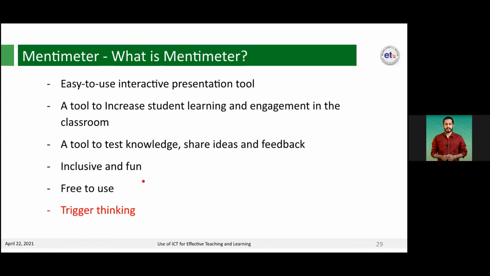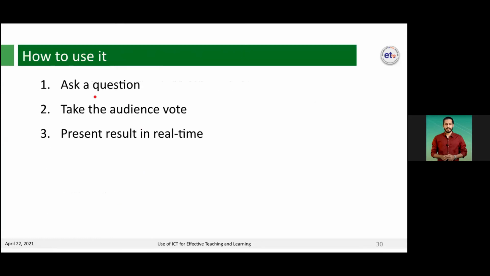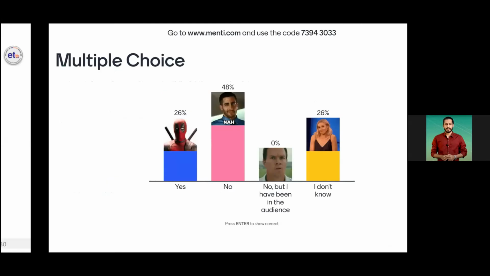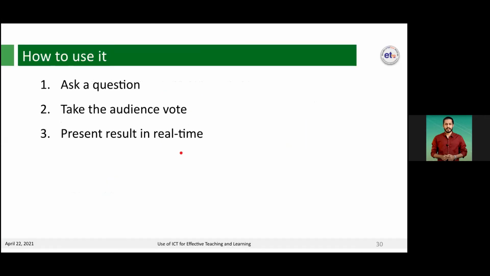So how to use Mentimeter? You simply go and ask a question, take the audience vote, and present the results in real time, like what I have done here. Okay, so you must have been using voting or polling in your platforms. Zoom has its own voting, some LMSs have their own voting and everything, right? But it's up to you how you want to use it.